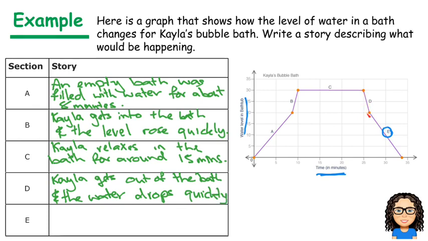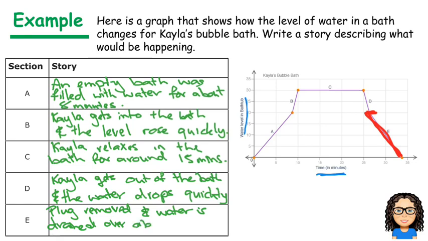Now in our last section, section E, let's have a look at what's happening here. This is now the water level going from there down to a level of 0. So this is when the water's running out of the bath. This is the bath being drained. So plug removed and water is drained over about 8 minutes.